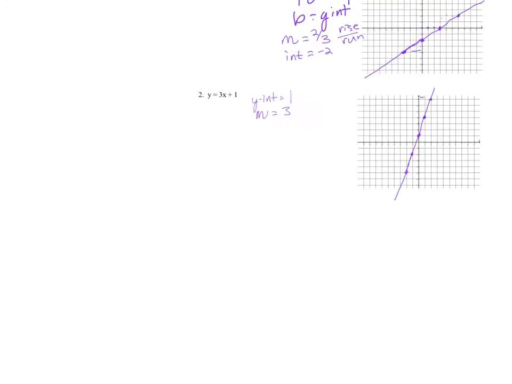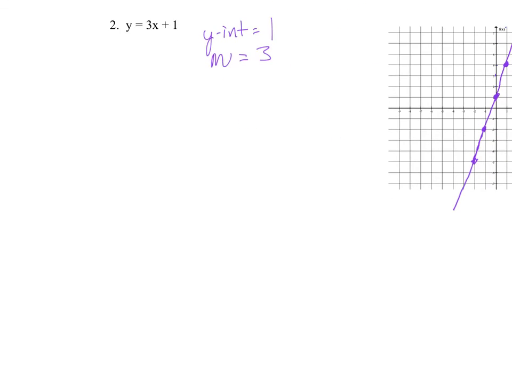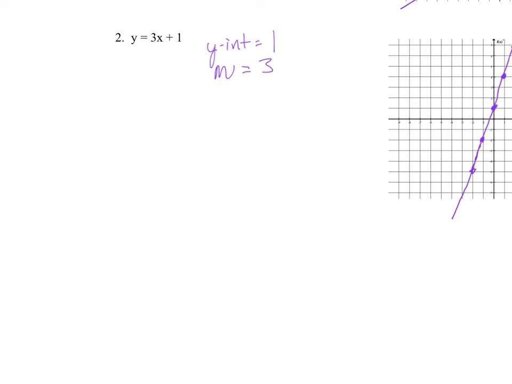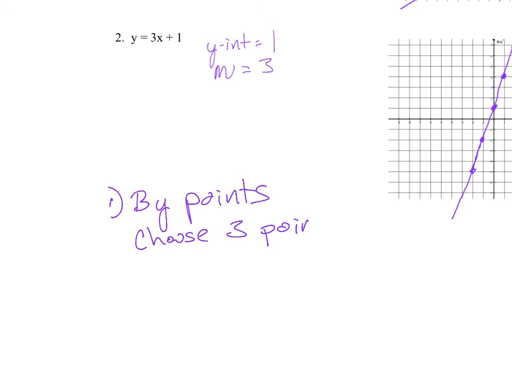So I'm going to recap real quick. I'm just going to kind of write it down over here. Okay, let's start off with what we did in order. 1. If it says to graph by points, choose 3 points, plot, and graph. So plot the points and graph it.